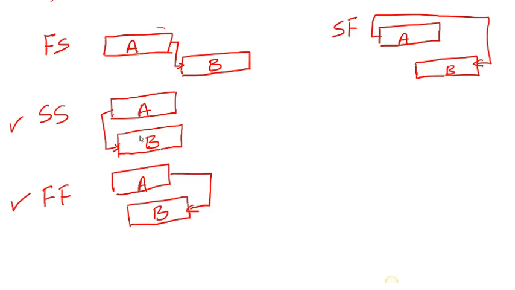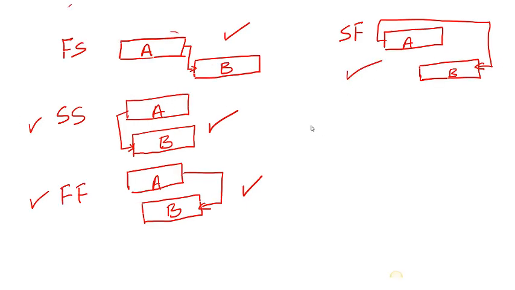So remember, we said activities can either have a finish to start relationship, that's the predecessor has to finish before the successor starts, or a start to start relationship, that means the predecessor has to start before the successor starts, or a finish to finish relationship, that means the predecessor must finish before the successor can finish, or a start to finish relationship, that means the predecessor must start before the successor can finish. Those are the 4 types of relationships that we are going to be looking at.